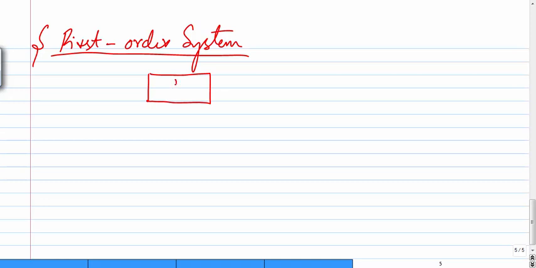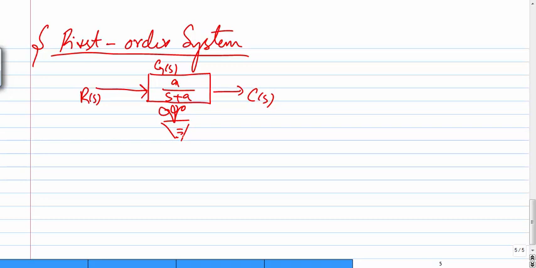We have a transfer function of first order. We have an input, which is R of s, and an output, which is C of s. This is our G of s, that is our plant. Now let's see how this transfer function looks.